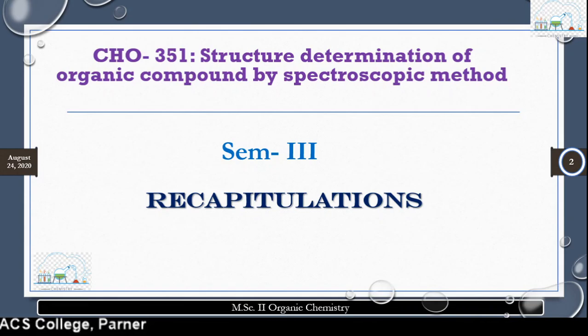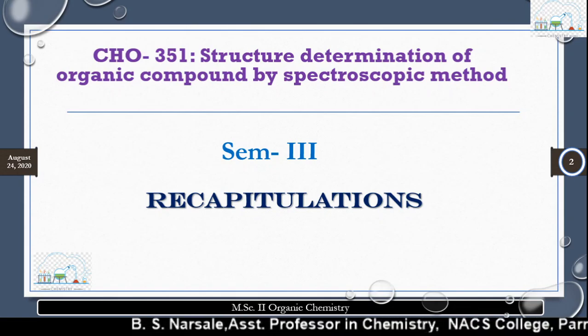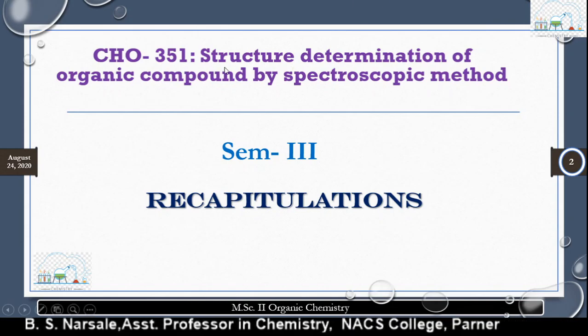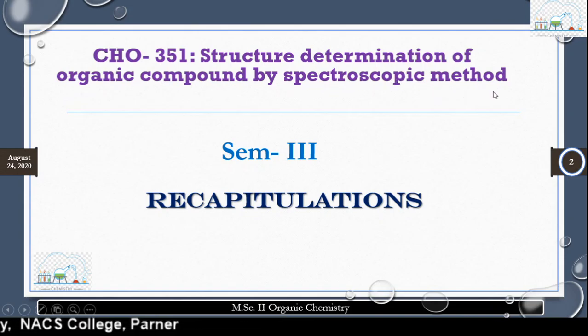Under a new revised syllabus, it is a core course, CCTP 8. This is structure determination of organic compound by spectroscopic method. We look for a recapitulation.